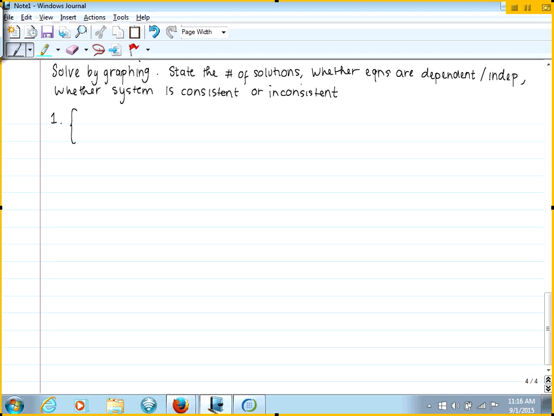Oh, it gets warm here, isn't it? Okay, let me adjust the temperature real quick. But let me write the problem first, okay? So, number one. Okay, we have y is equal to negative 1/4 x plus 1. 2y is equal to x minus 4. Okay, let me just do it. Oh, it's 80 here.